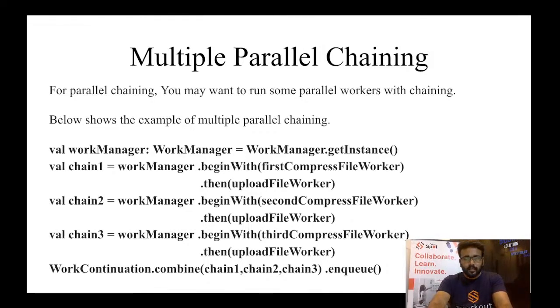Here I have mentioned the final execution part, work continuation dot combine of the 3 chains, and then I am submitting it to the system. This chain 1, chain 2 and chain 3 run in parallel, and each will do its job in a parallel manner. In this parallel manner, chain 2 may execute first, then chain 3 and then chain 1. It depends on the file size, the compressing time, and then uploading it to the server. This parallel chain can return its successful status at any time after completing its job.